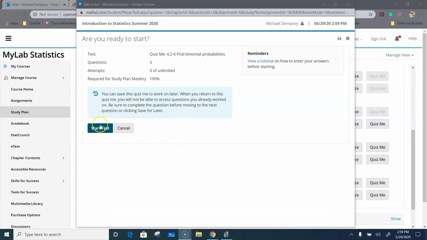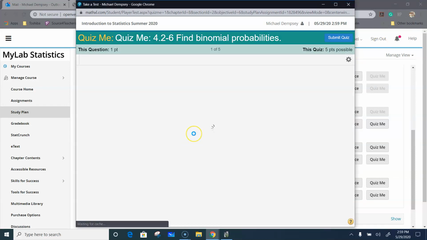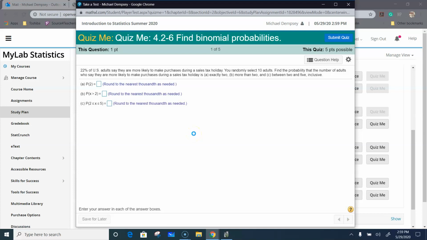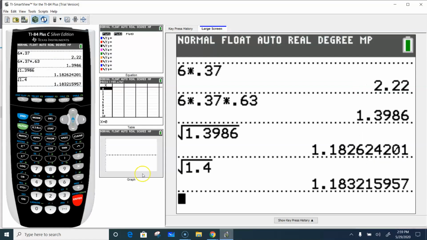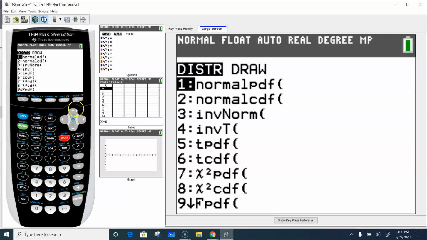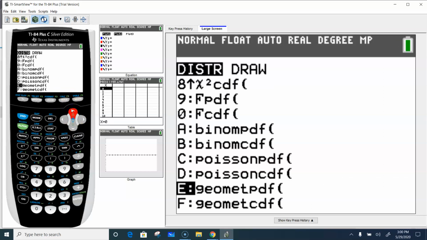So the second part of the binomial random variable setting is where we calculate probabilities either using PDF or CDF. So we want to identify our parameters. P, which in this case would be 0.22. 22% of U.S. adults say they are more likely to purchase during a sales tax holiday. You randomly select 10. So the first one is just a straightaway binomial PDF setting, right? 10 customers, 22%, exactly 2 agree with that. So this is under the same place we were in for the normal distribution, second bars, but we have to float around a little bit to find the binomial PDF.